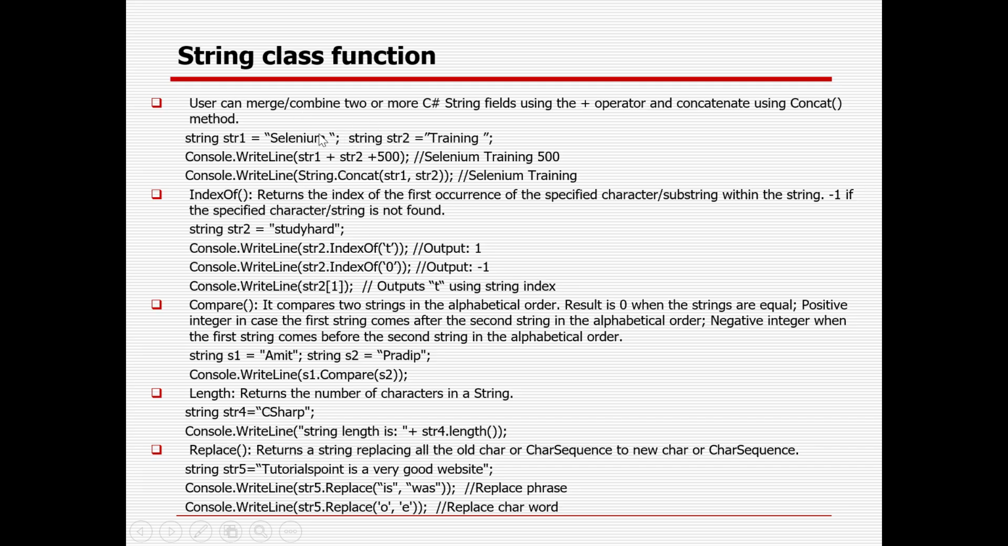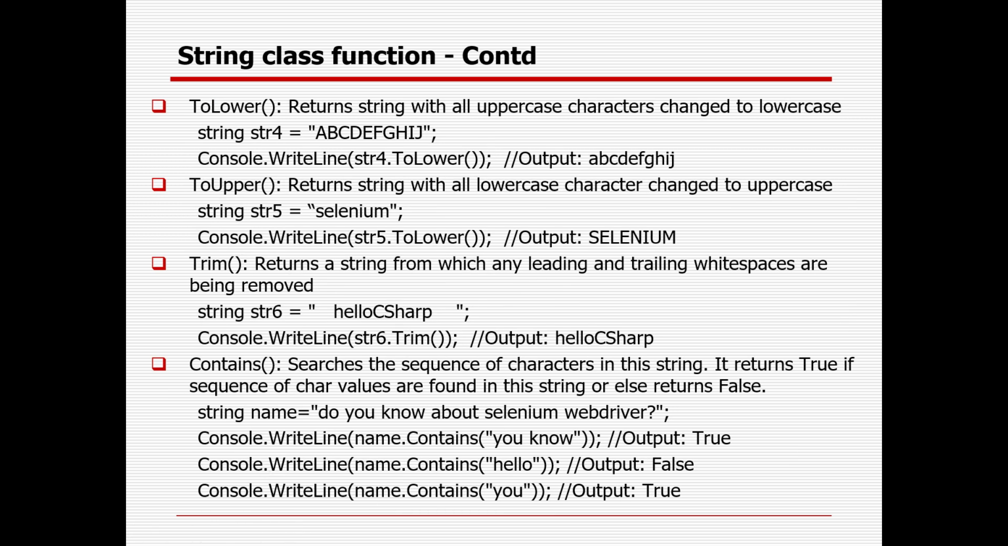So these are the important methods available. You can concatenate, merge, combine. You can get the index. You can also, with the help of the string index, get the relevant character. You can compare two strings with the help of the compareTo method. You can get the length with the help of the length method. You can replace a character or a phrase with the help of the replace method. And in the next slides, there are a couple more methods available: toLower, toUpper, Trim, Contains.